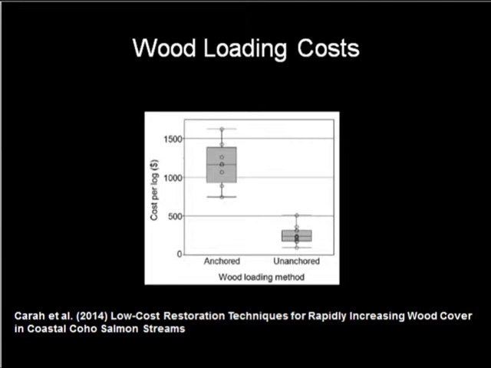So really what this slide tells me is we get a bigger bang for our buck by building bar apex jams and installing mobile wood than we do by building higher cost anchored wood structures.